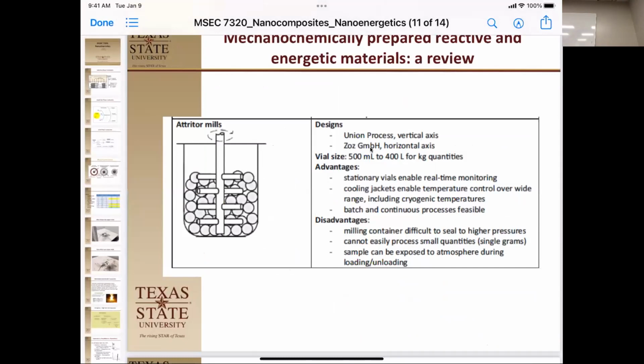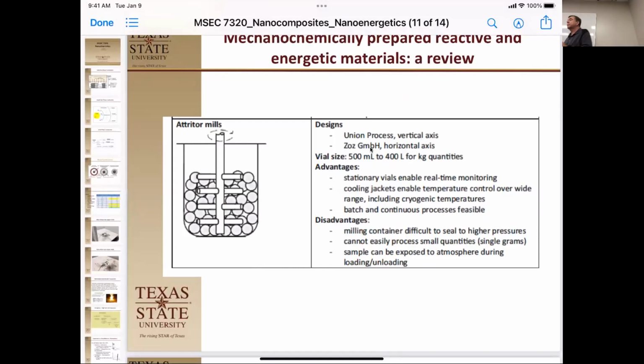So you have your vessel, you have your milling material, and then you have an agitator in the middle that agitates them. This is actually pretty good because you can go all the way to 400 liters, and you can look inside it, you can cool it, and you can monitor it. The only thing it doesn't do well is seal, and you're exposing your materials to atmosphere. So if you started with micron-sized aluminum, and then ground it to nano-sized aluminum, and then you open the thing, it's going to go poof, because of the surface area.